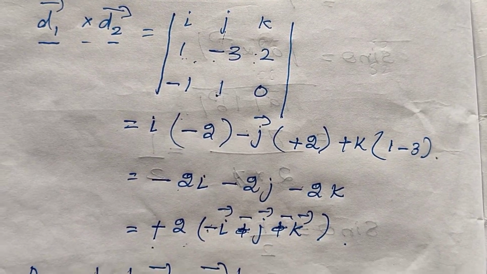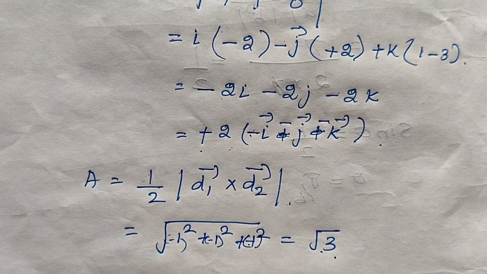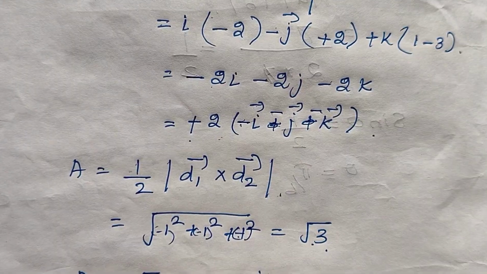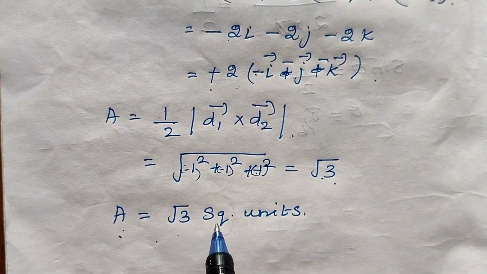So the area of the parallelogram having d1 and d2 as diagonals, what is the answer? A equal to root 3 square units.